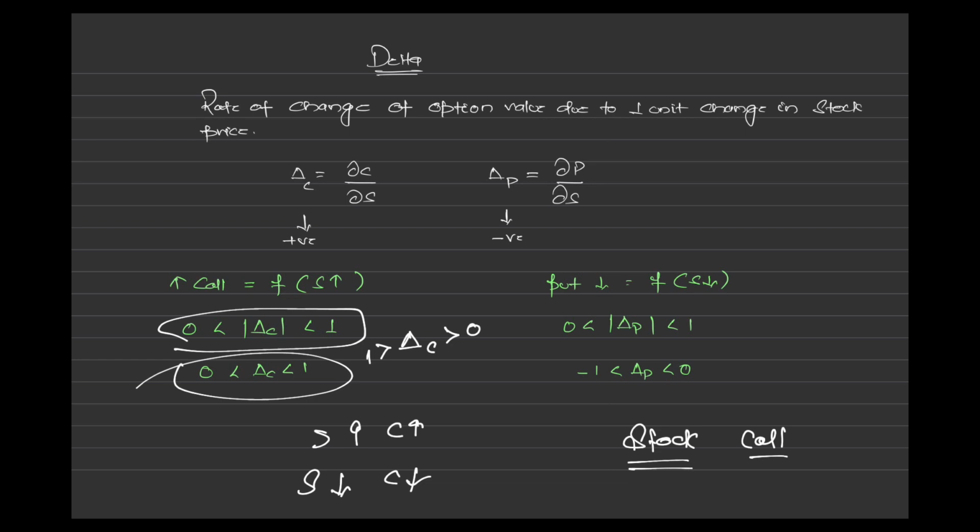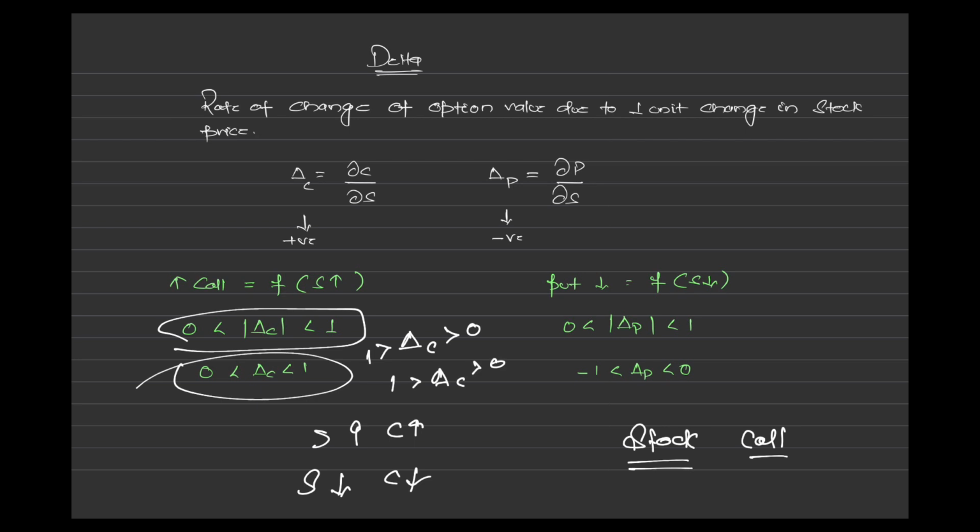Or in a more theoretical language, call has been derived from stock. So the speed of change of call cannot be greater than stock. So if stock changes by 1 rupee, call will change by less than 1 rupee. It can never happen that stock price changes by 1 rupee and call changes by 1.2 rupees. No, because call has been derived from the stock. So the delta of call will always be less than 1 and greater than 0.